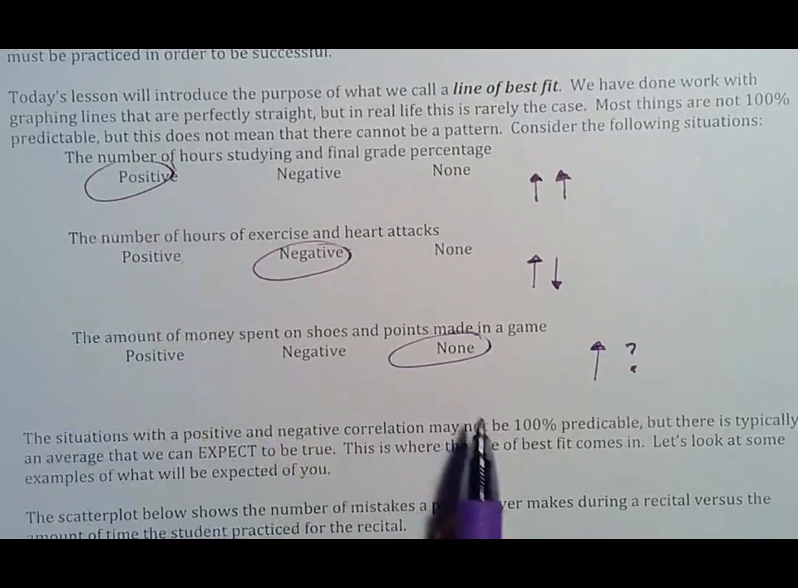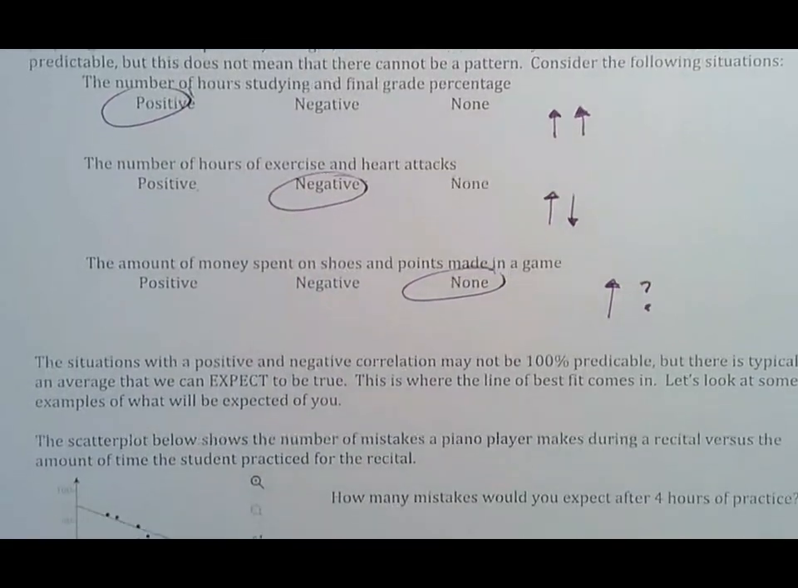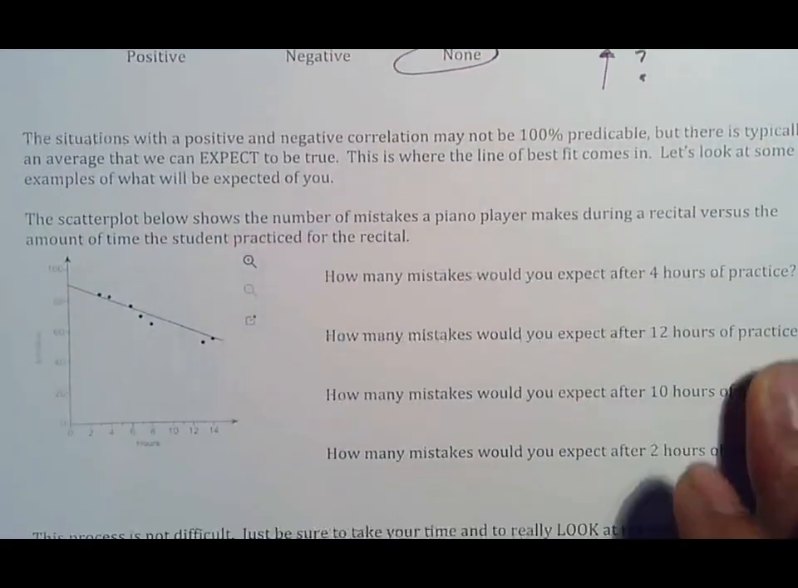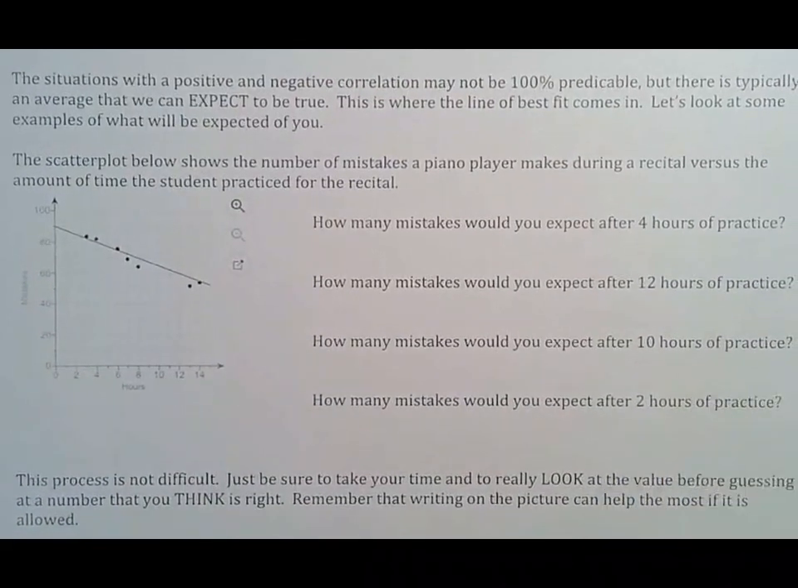And so these are the three things you're going to talk about with what we're having here, which is called scatter plots. The situations with positive and negative correlation may not be 100% predictable, but there is typically an average that we expect to be true. This is where the line of best fit comes in. Let's look at some examples of what you're going to see.